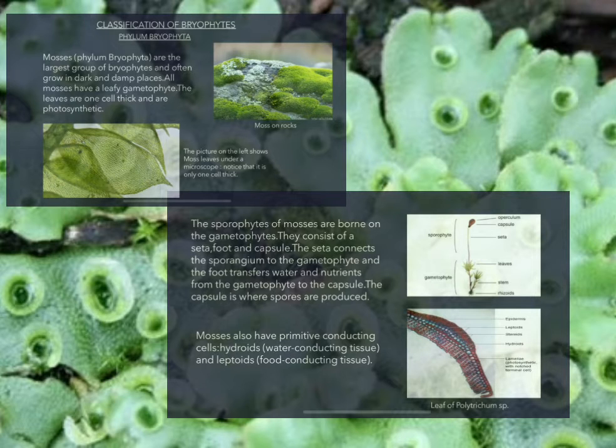The seta connects the sporangium to the gametophyte, and the foot transfers water and nutrients from the gametophyte to the capsule. The capsule is where the spores are produced. Mosses also have primitive conducting cells: hydroids, water conducting tissue, and leptoids, food conducting tissue.